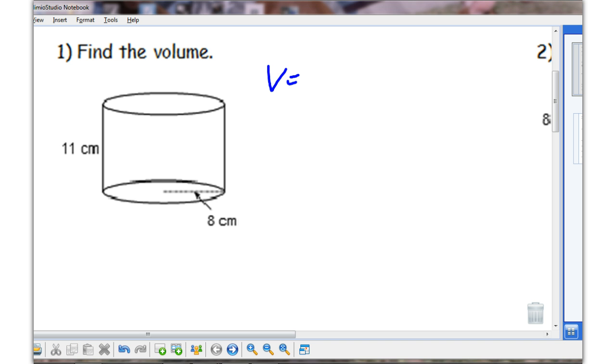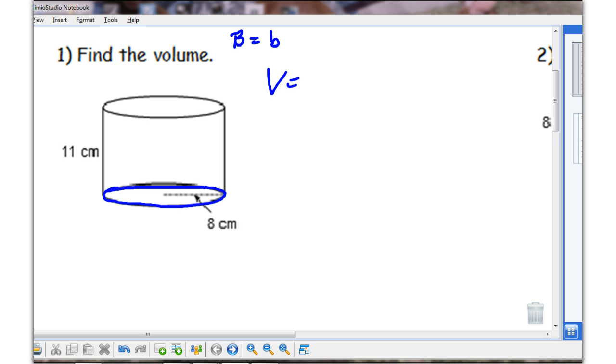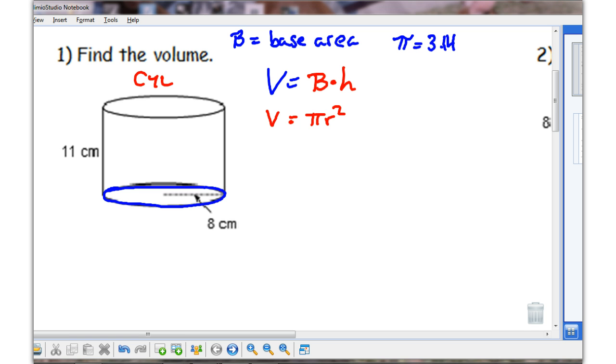So for the volume of this cylinder, for volume of things, we're always looking at capital B, and that represents the area of the base. So remember, the big B means the area of the base. Also, I'm going to use pi as 3.14 to match up with my answers there. The volume for a cylinder is capital B times H, or on your formula sheet, since the base is a circle, it's pi r squared times H.